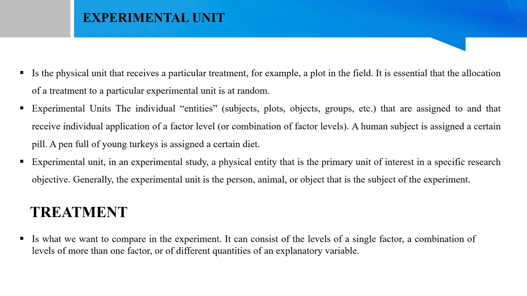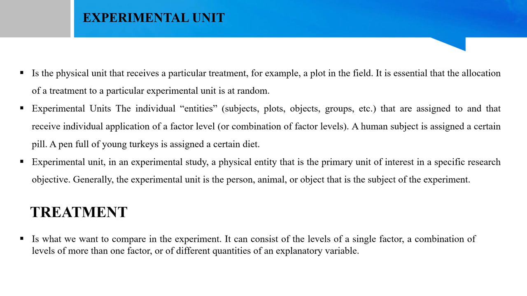Now, we see the basic terminologies involved in experimental design. The first thing is the experimental unit. The experimental unit is the physical unit that receives a particular treatment, for example, a plot in the field. It is essential that the allocation of treatment to a particular experimental unit should be at random.